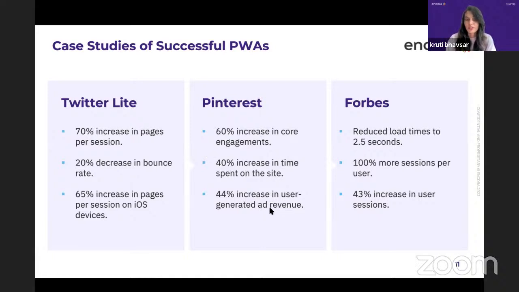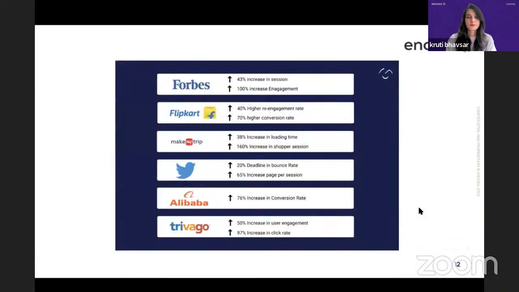The same goes for Pinterest and Forbes. They are seeing 100% more sessions per user and a 43% increase in sessions. So all are finding PWA worth using. These are some more examples of well-known websites that have used PWA, and they all see these increases on their websites. Trivago, Twitter, MakeMyTrip, all these websites have made their websites PWA friendly.